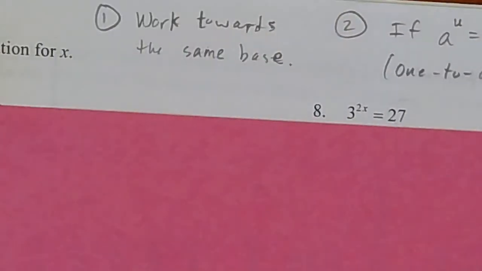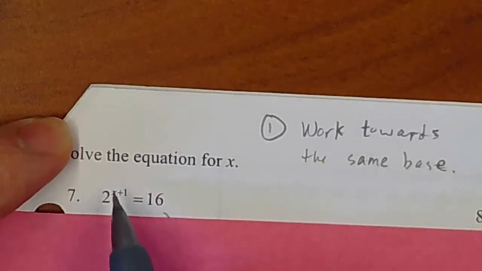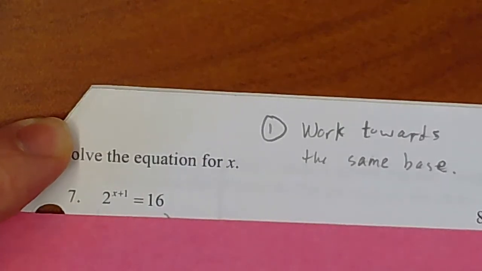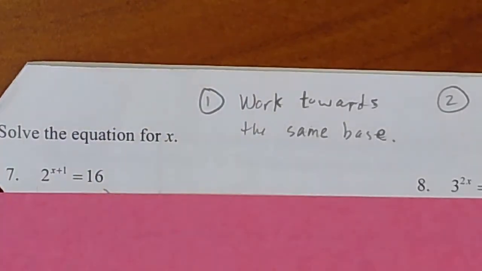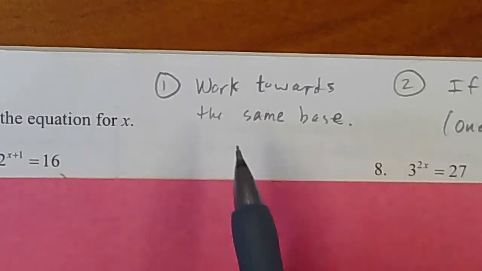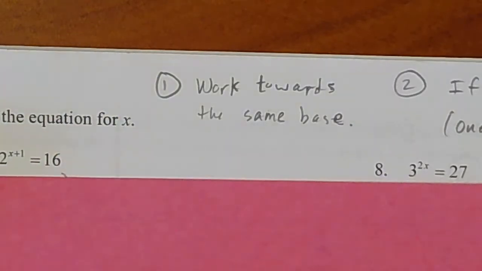All right, so example 7, where it says solve this equation for x. These are exponential. When the unknown is up here, it's different. They're not quadratic, they're not linear. We need different techniques for solving these. So here, write down this success criteria up above. Step 1, we want to work towards the same base.